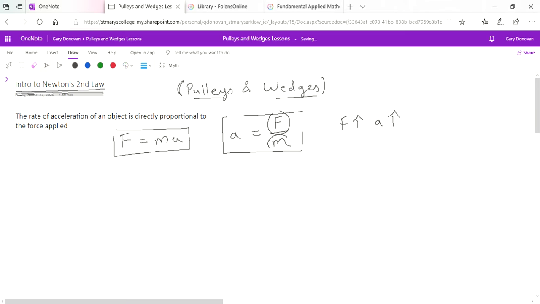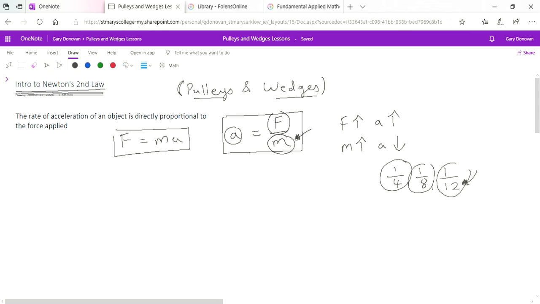But if the mass number gets bigger, if the mass of an object gets bigger, the acceleration will decrease. You know from fractions that the bigger the number in the denominator, the smaller the overall number. For example, you have 1 over 4, 1 over 8, 1 over 12. The bigger the denominator gets, the smaller the overall number. 1/12 is smaller than 1/8, which is smaller than 1/4. So we can see that from this relationship here.